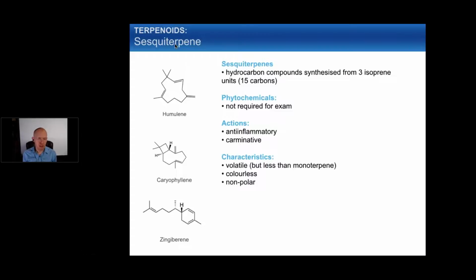So with regards to sesquiterpenes, you can see none of these shown here have oxygens attached to them. So these are pure sesquiterpenes. You don't need to know the structure of any of these. I'm assuming that we know that some of these compounds have anti-inflammatory and carminative actions. They're volatile, they're still colorless, they don't dissolve in water very well, and that's basically the summary of what these guys do. Okay?